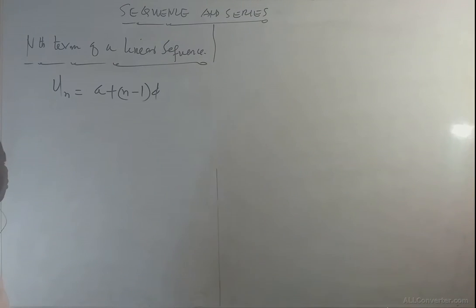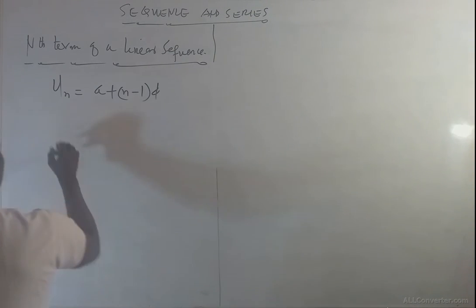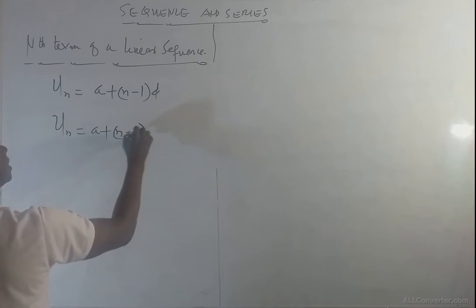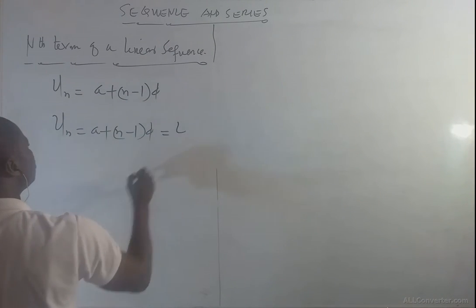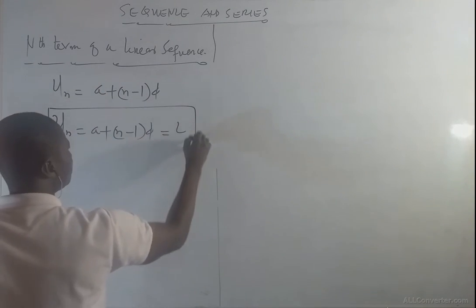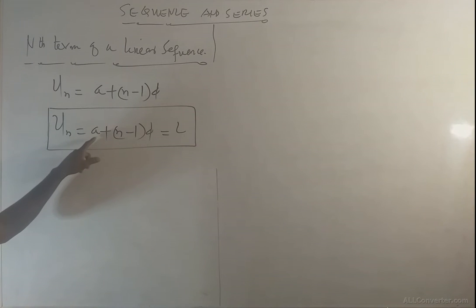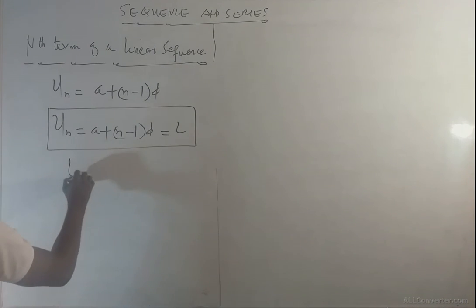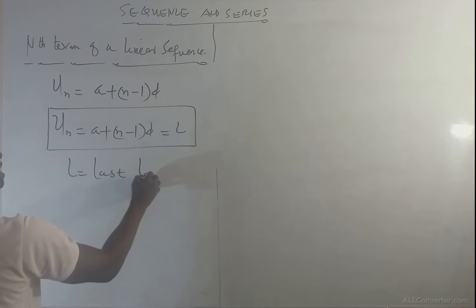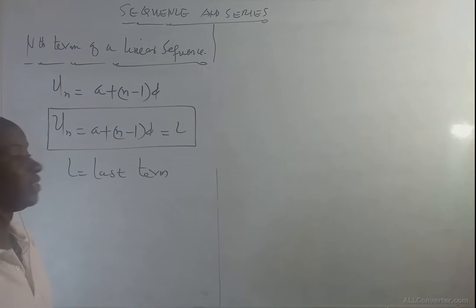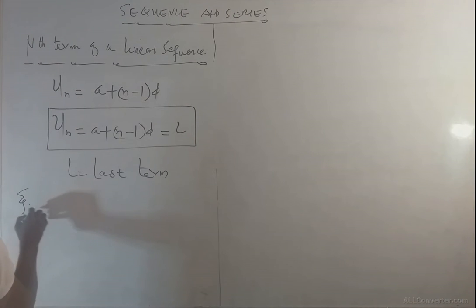Now there is something I'm going to show you, that this un equals a plus n minus 1 times d can also be equated to L. Now, you know that the n is the number of terms, a is the first term, then d is the common difference. Now the new term here is L, and the L is the last term. That means that when the last term of the sequence is known, you can find the number of terms. Let's take a look at this example.